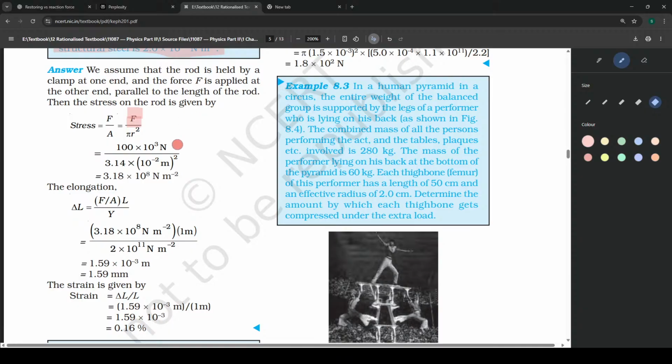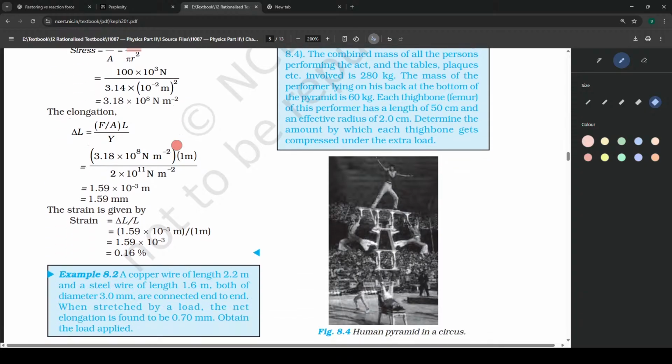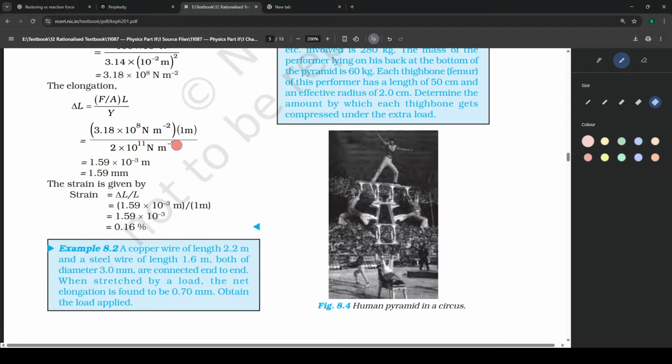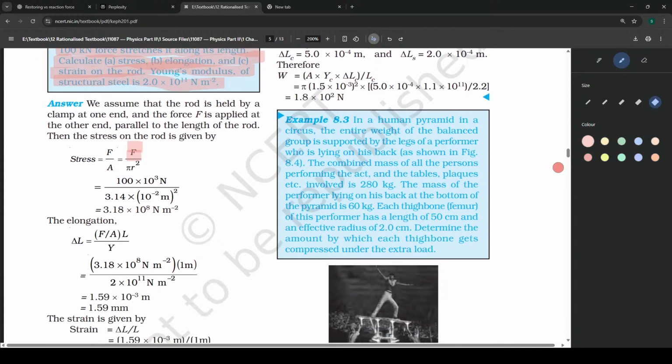Example 8.3. In a human pyramid in a circus, the entire weight of the group is supported by the legs of a performer who is lying on his back, as shown in this figure. The entire weight of the group is supported by this guy here with his legs stretched out like this. Just in case, let's read it again.